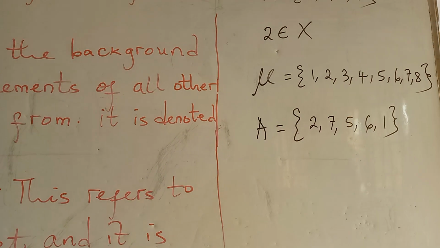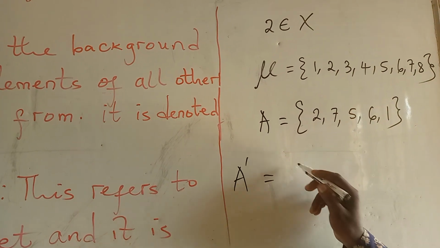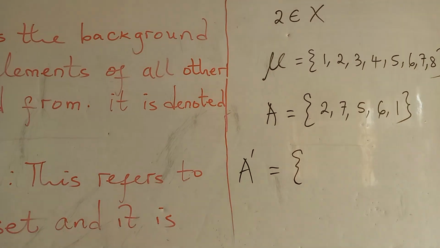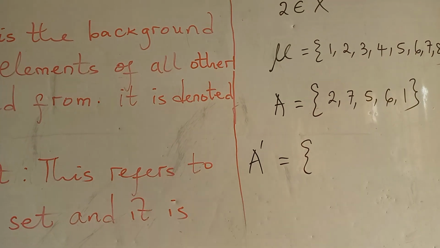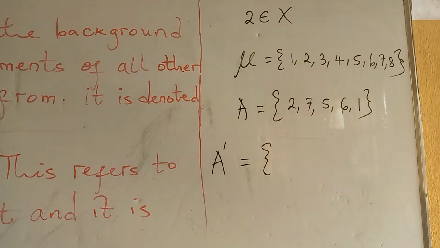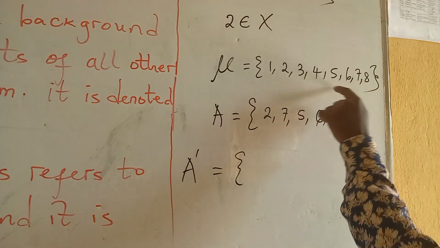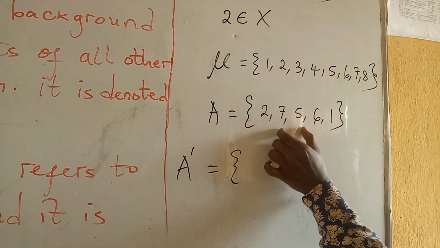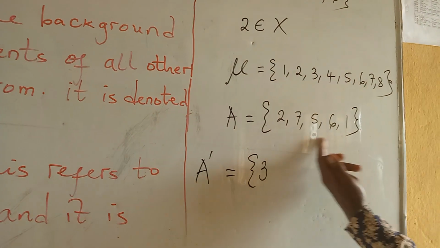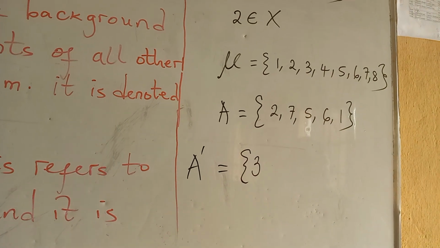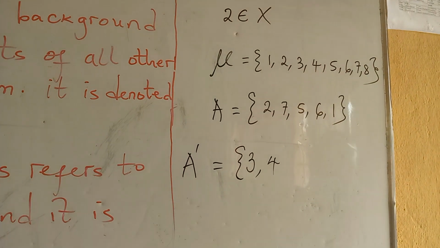All right. Now, if you want to find a complement, from the definition of complement of a set, it simply means all the elements that are in the universal set but not in that particular set. So what you do is check out the elements that are in the universal set and not in this set. If you check, you see that 3 is in the universal set but it is not in the set A. If you also check, you see that 4 is in the universal set but not in the set A.